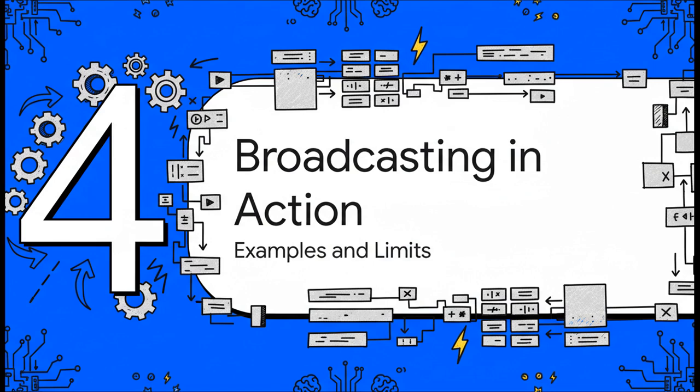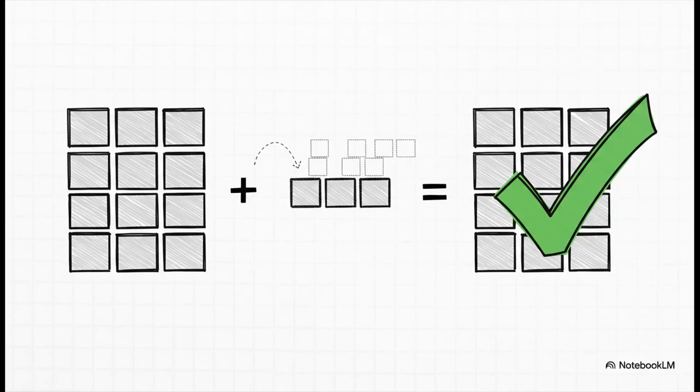Okay, we've got the theory down. Now let's see how this actually plays out in code. Let's look at some examples to see where broadcasting really shines, and, maybe just as important, where it doesn't work. So in this first one, we're adding a vector with a shape of 3, to a matrix that has a shape of 4, 3. Because they're trailing dimensions, the ones on the right, both equal 3, the rule is satisfied. And boom, NumPy broadcasts the vector across all 4 rows of the matrix, and the addition just works perfectly.